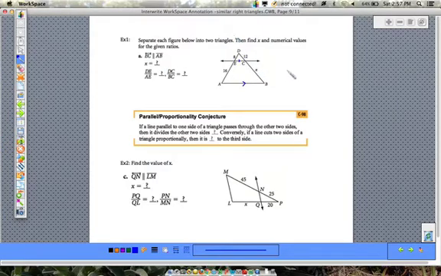Some people went ahead and broke this into 2 similar triangles, and they said this is 8, 12, and we don't know what that value is. And then our big guy was 24, and this whole length is 12 plus X. And then they went ahead and set up a ratio. 8 over 24 equals 12 over 12 plus X.